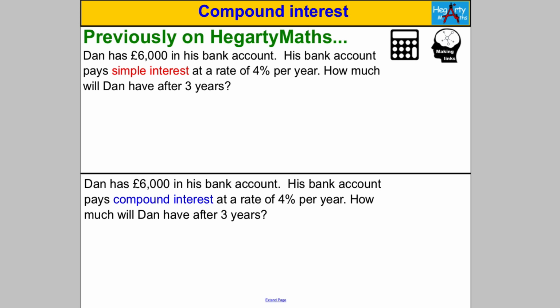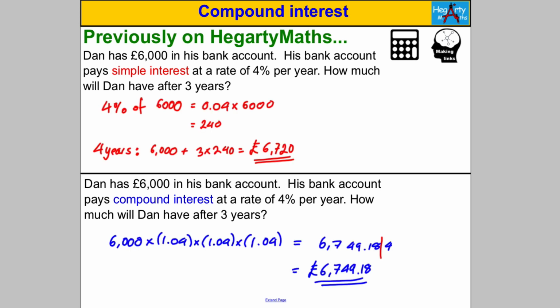Okay, here are the answers. This is what I would expect you to have been able to get. In the simple interest case, you work out 4% of 6,000, and then he gets that amount, £240 every year for 3 years. So you should have got £6,720 in his bank account at the end of 3 years. Whereas in the compound interest case, it's much better for Dan. He gets interest on his interest, and you would do 6,000 multiplied by 1.04 multiplied by 1.04 multiplied by 1.04 to get how much he's got.